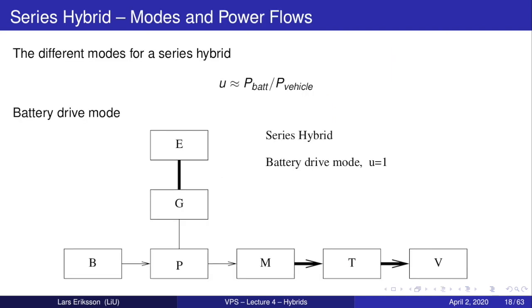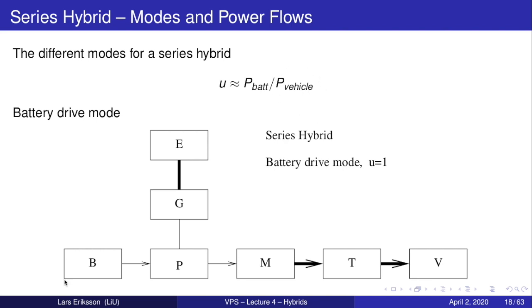Now we have reached the core of this course, which is related to the different modes and power flows of the vehicles. And especially, we will look at how to control the vehicle and select the different modes and power flows to optimally utilize either the combustion engine or the battery to get the best fuel economy. What we will be working with is the control signal, which is the ratio between the power we take from the battery in relation to the propulsion power need that we have.